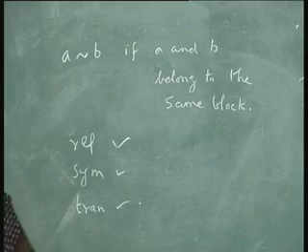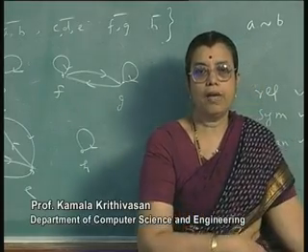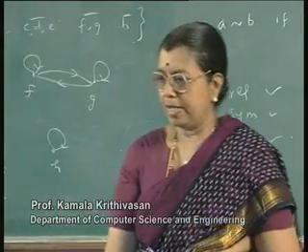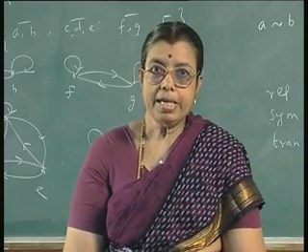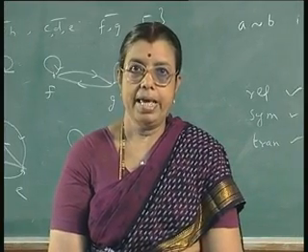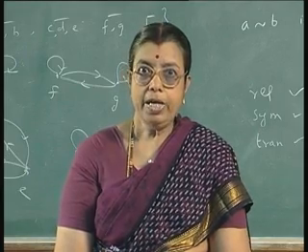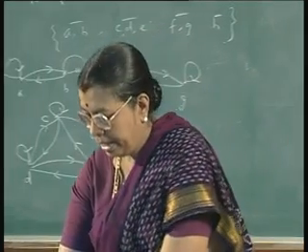So, since this relation satisfies all the 3 properties, reflexive, symmetric and transitive, you find that this is an equivalence relation. And you call this the equivalence relation induced on A by the partition pi. So, we see that an equivalence relation induces a partition on the set A and a partition on the set A induces an equivalence relation on A.